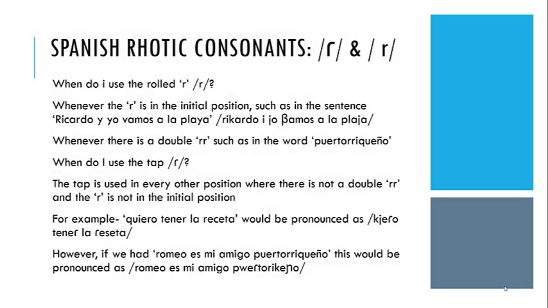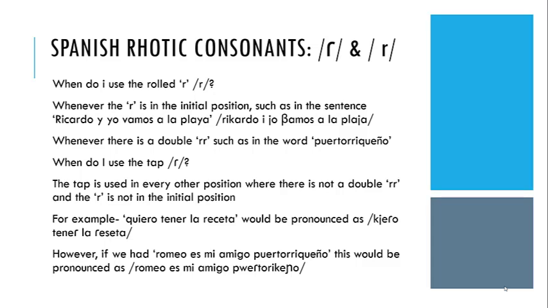Okay, let's first learn where the rolled R is pronounced. There are 2 occasions where this sound is used in Spanish. The first one is whenever you see an R in the initial position, meaning the first sound you make after a pause. For example, in the sentence, Ricardo y yo vamos a la playa, there is an R in the initial position, so you would roll the R in Ricardo. The second time where you would roll your R's is whenever you say a double R. For example, this occurs in the Spanish word for Puerto Rican, which is puertorriqueño. Since there's a double R, you would roll this sound.